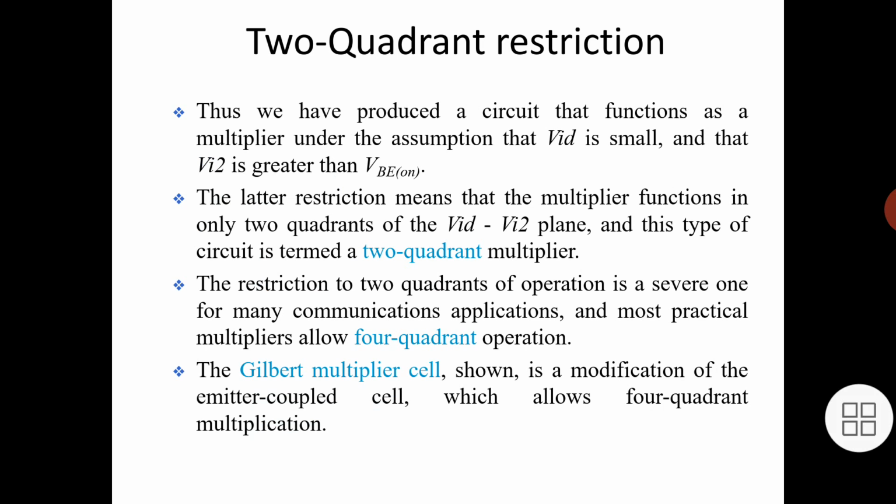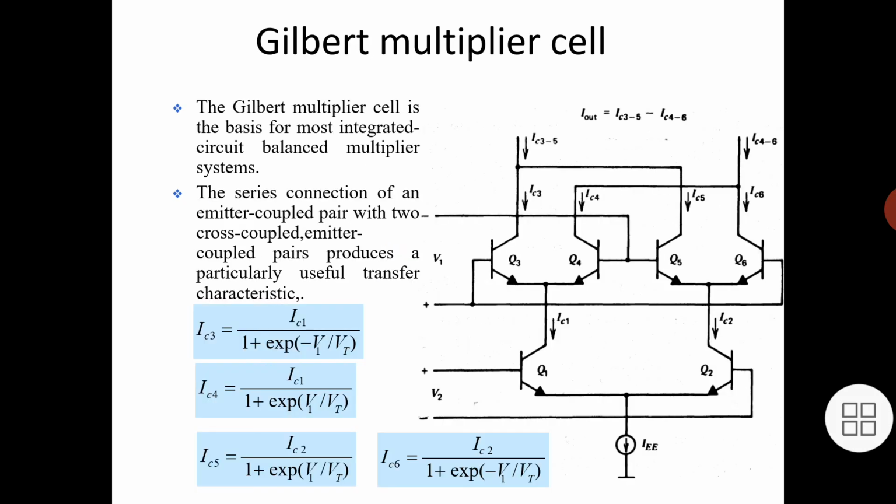The restriction of two quadrants of operation is a severe one for many communications applications, and most practical multipliers allow four quadrant operation. The Gilbert multiplier cell shown is a modification of the emitter coupled cell which allows four quadrant multiplication. And why are we going for this Gilbert multiplier cell? There are various methods available for performing analog multiplication.